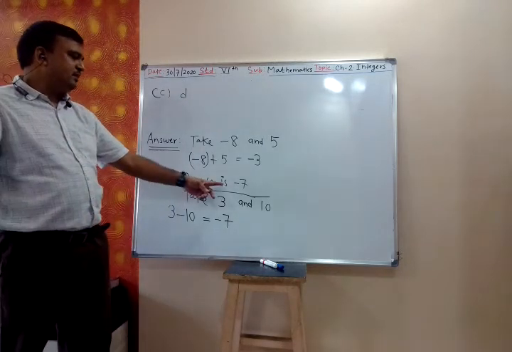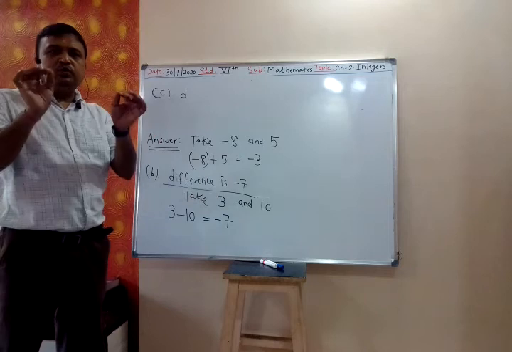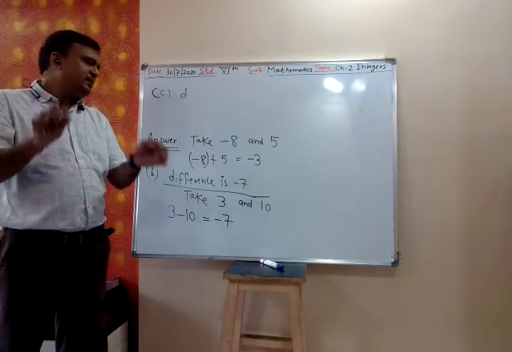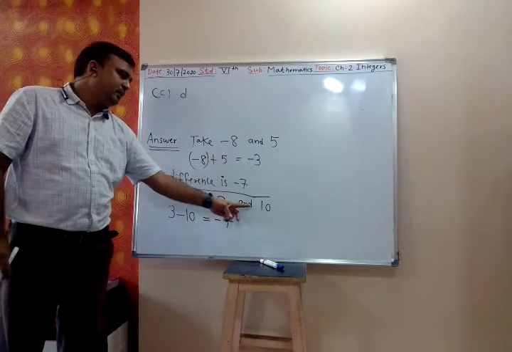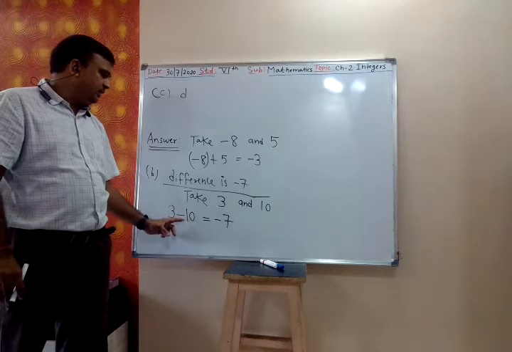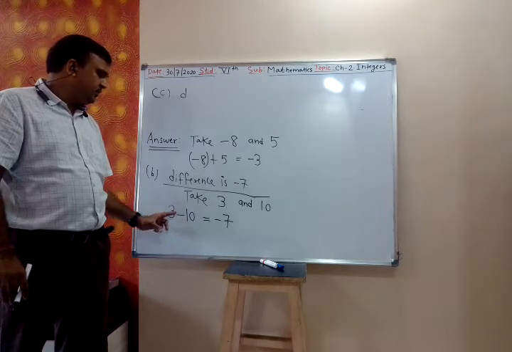Difference is minus 7. So find two integers whose difference is minus 7. So I have taken the integers 3 and 10. Now difference means minus. So 3 minus 10, what is the sign of 3? Plus. What is the sign of 10?